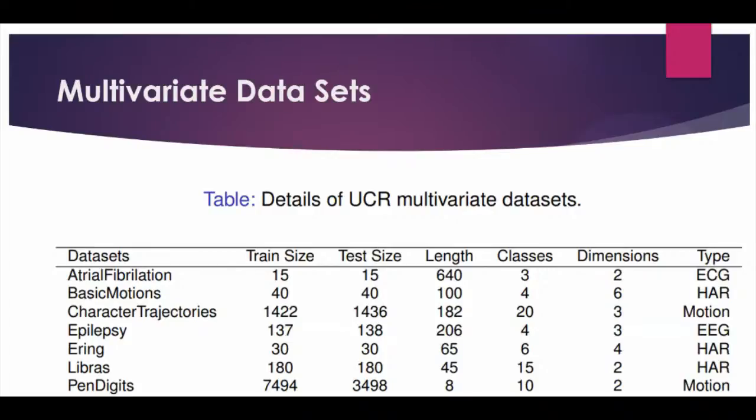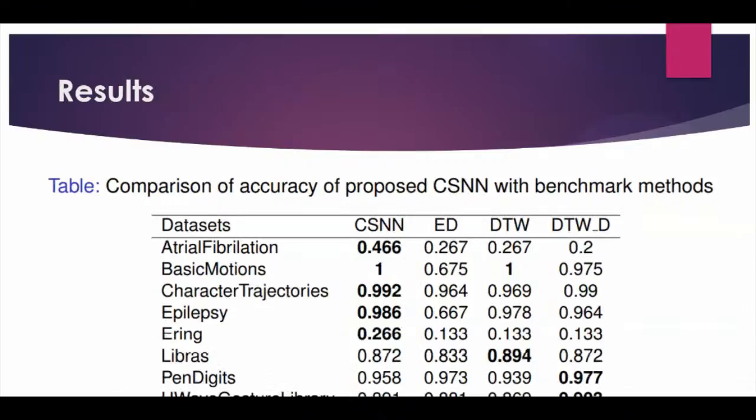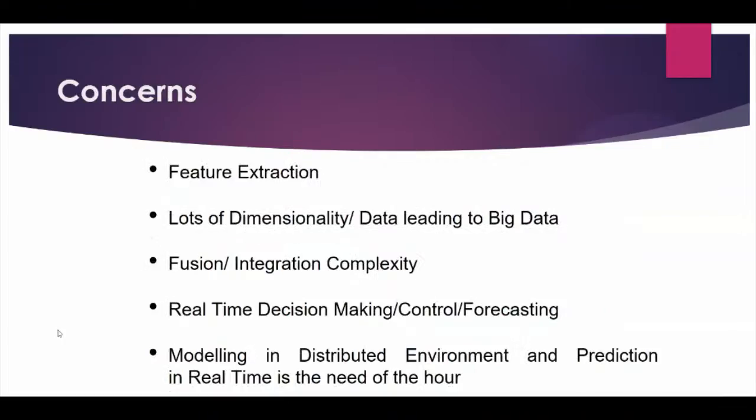Okay, so what are the major concerns? Feature extraction is a major concern. Lots of high dimensional data leading to big data is a concern. Fusion integration complexity, because everywhere you are putting the sensor, you have to integrate the data and then make the decision. Suppose multiple sensors have failed, then what will happen? Real-time decision making, control and forecasting is the need of the hour. Modeling in a distributed environment and prediction in real time is the need of the hour.